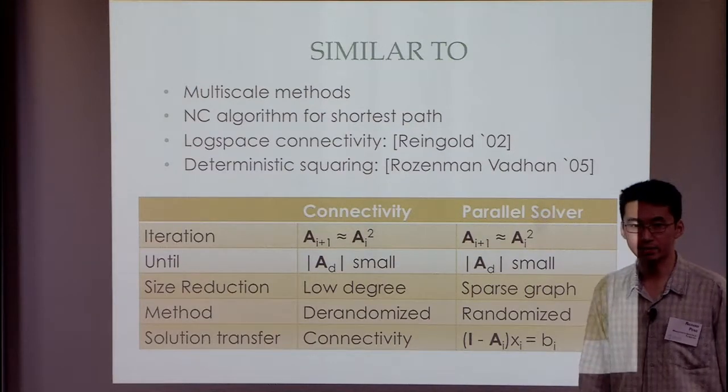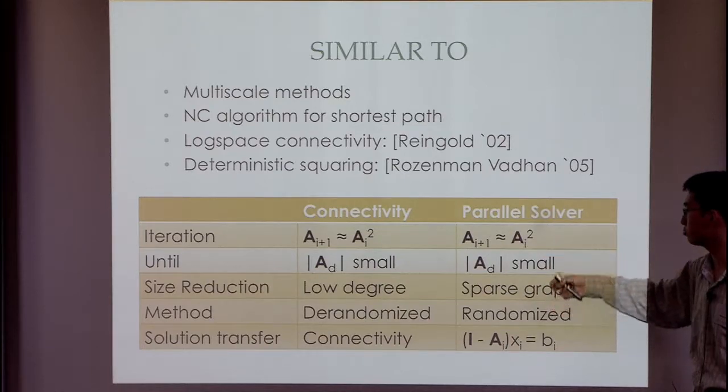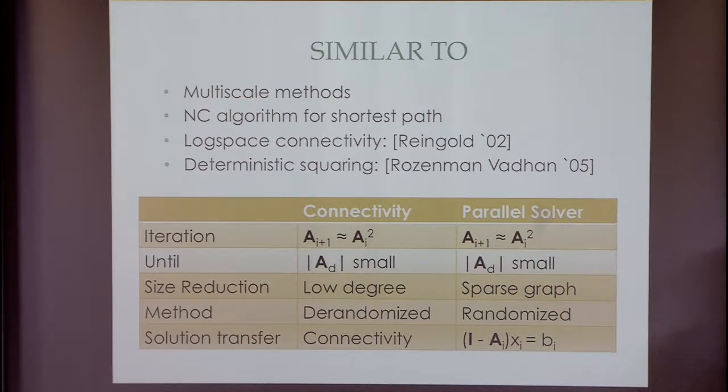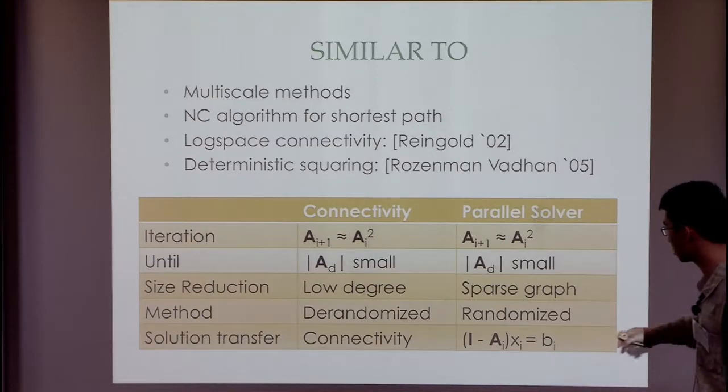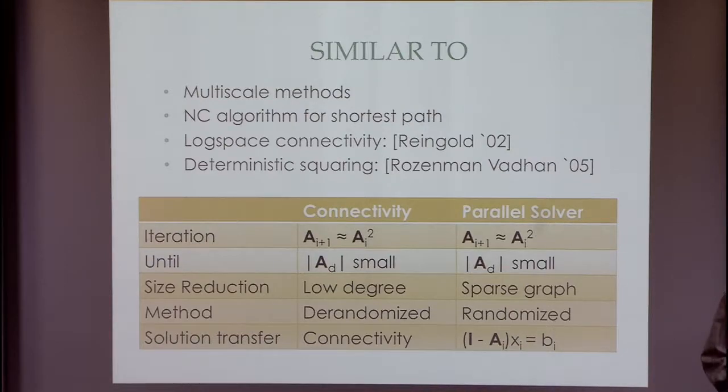What we do instead is the same kind of iteration step. We do the squaring, we stop when the spectral norm is small, but at every step, instead of just maintaining the degree to be small, we just make sure the graph is sparse. So we maintain the average degree to be small. We use a randomized method as well, but our requirement is stronger in that we want to maintain solutions to I minus A x equals b.